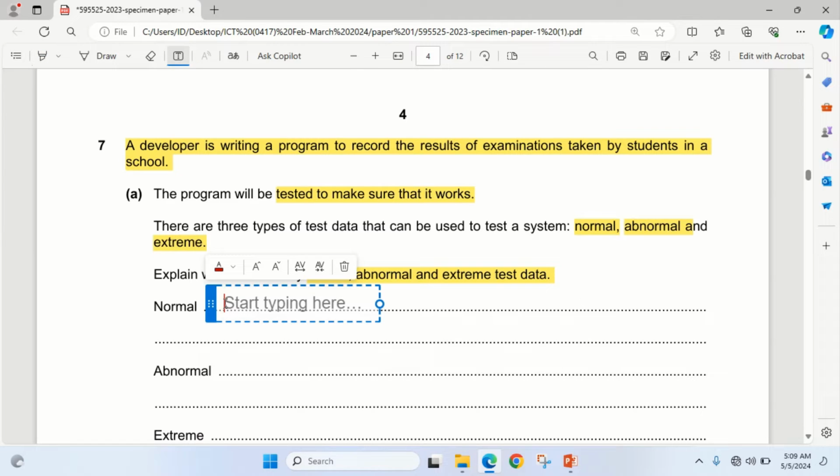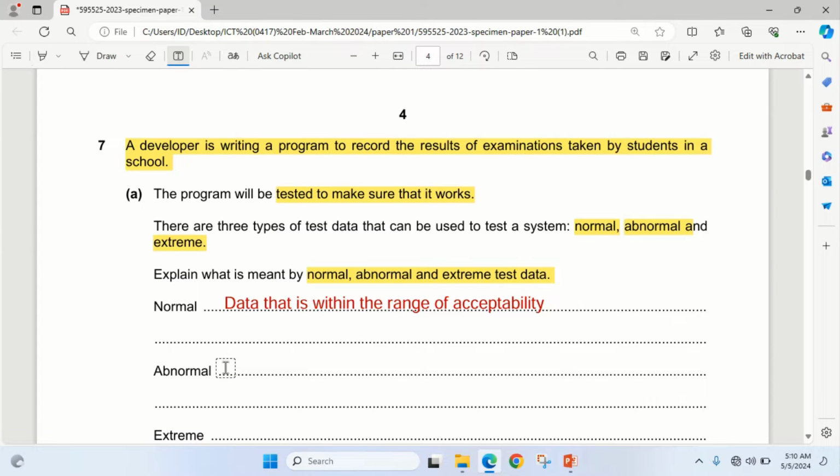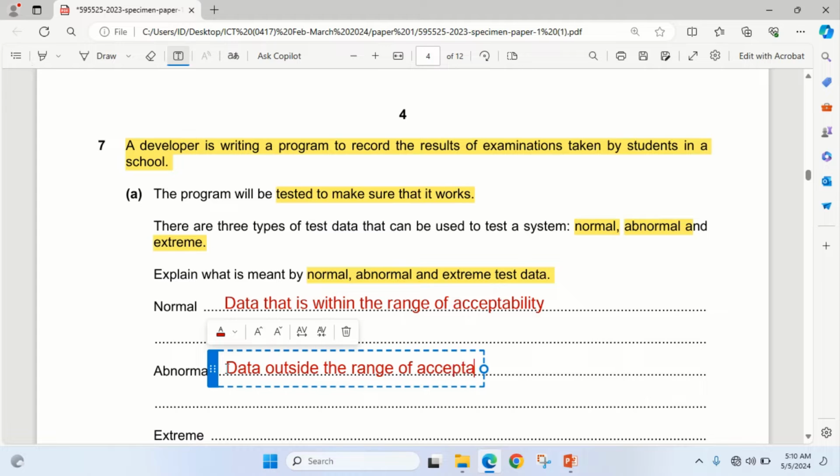Now for test data that is normal, you say data that is within the range of acceptability. That is what we call normal data. You can also say data that is of appropriate data type and is within the range of acceptability. So that is correct. And also for abnormal, you can say data outside the range of acceptability.